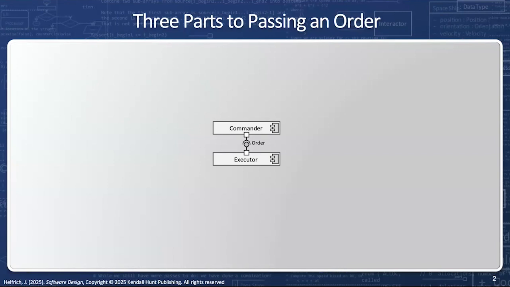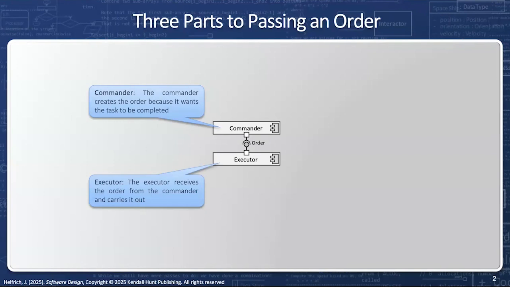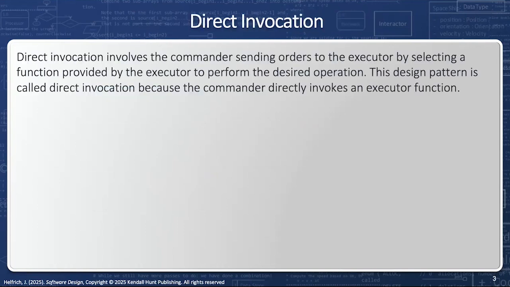So whenever we're talking about passing an order or a command from one part of the program to the other, there are always three parts to the equation. The first part is the commander, and this is who initiates the order. This is someone who requests something to get done. The second part is the executor, and this is who receives the order and then carries out the action as specified by the commander. And the final part is the order itself, and this represents the task which is to be accomplished.